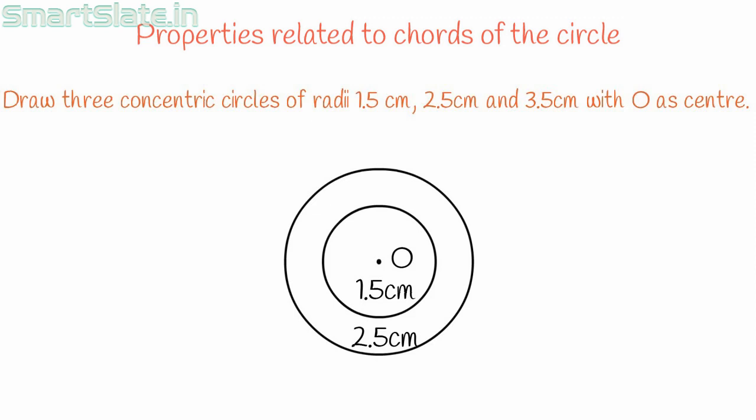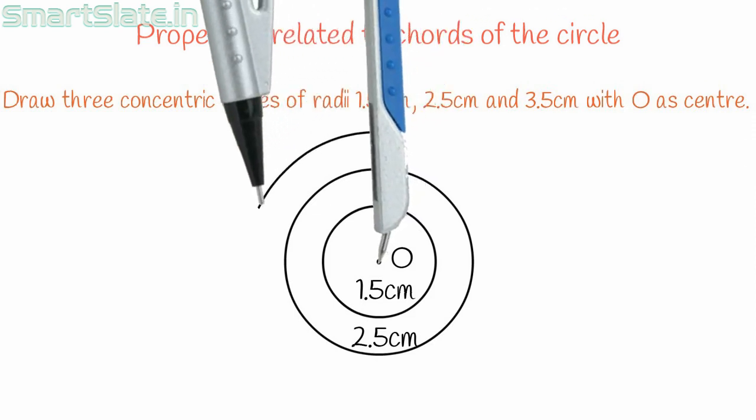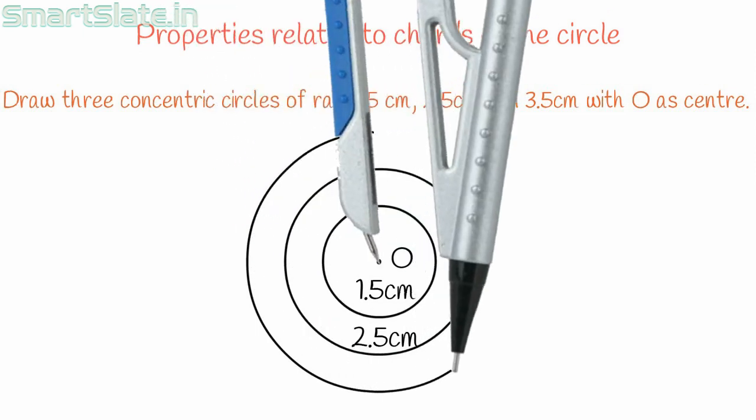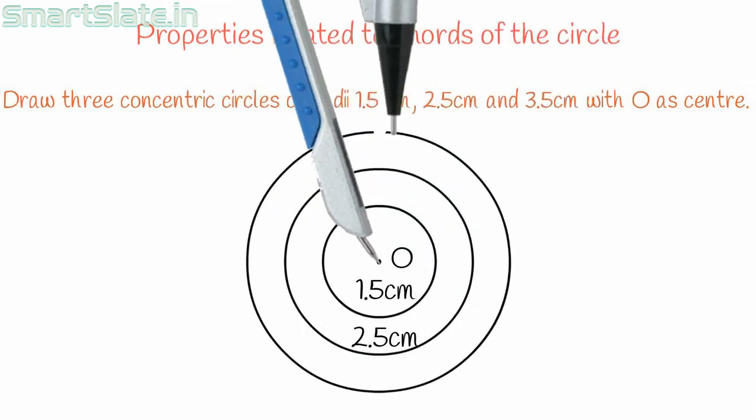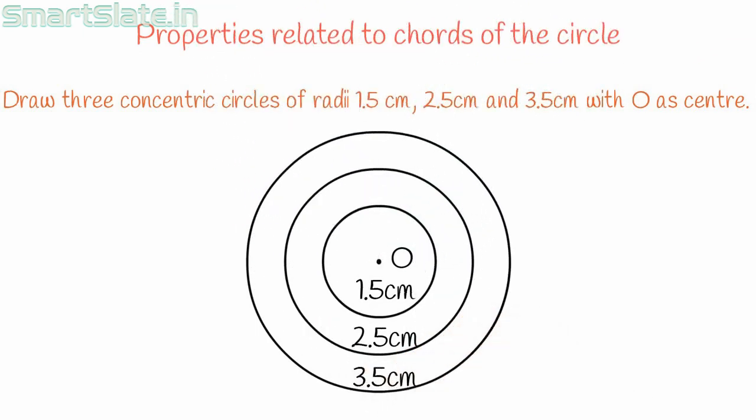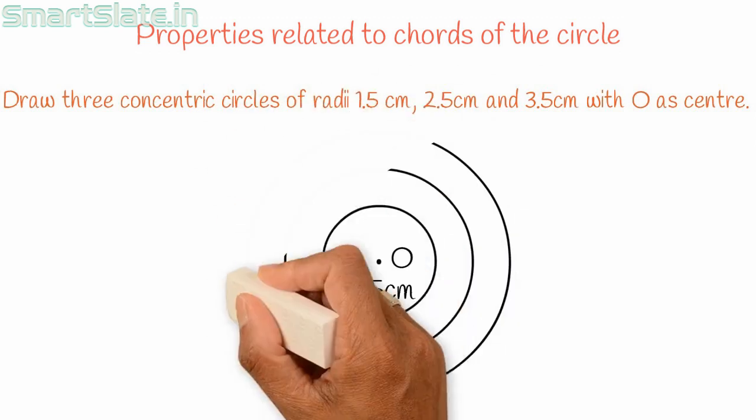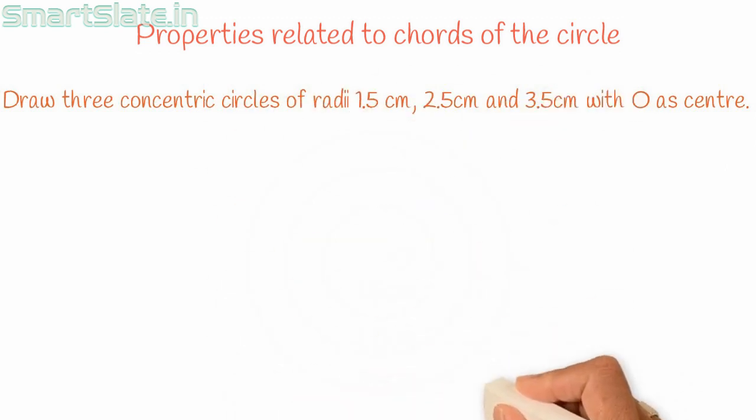Let me draw one more circle. Keeping the same center point O, I will draw circle of radius 3.5 cm. All these circles are concentric circles and hence we have solved the problem. Let me solve another problem.